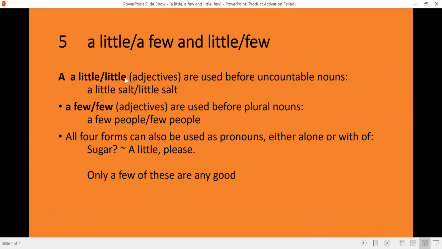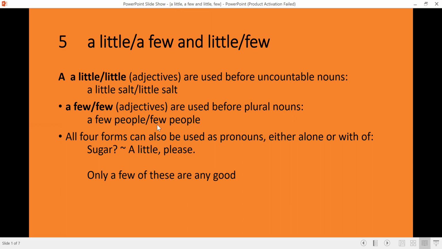let's have a look at the differences between a little and little, and between a few and few. A little and little can be adjectives and they are used before uncountable nouns. For example, a little salt, or you can also say little salt. And salt is an uncountable noun, so you can use a little and little before uncountable nouns.